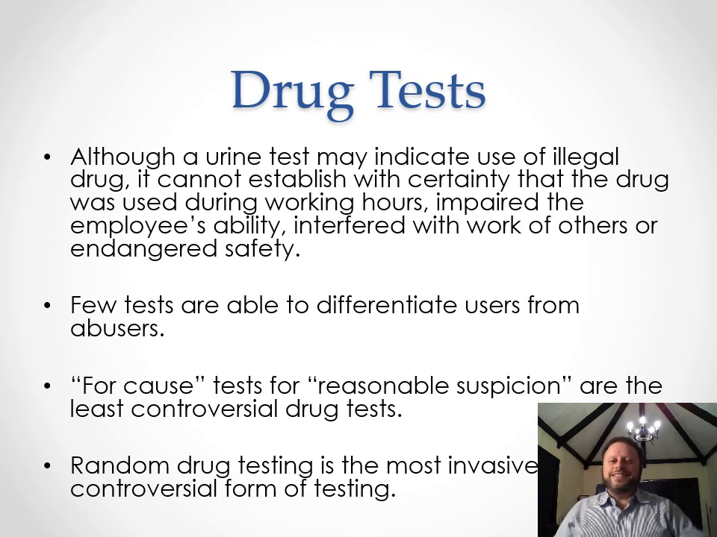So drug tests, a urine test may indicate illegal drugs, but the problem is with a urine test, it doesn't tell you when the drug was used. So with an alcohol test, alcohol leaves your body pretty quickly. So if you got drunk last Saturday and today is Tuesday, that alcohol's out of your system. But with drugs, it's probably still going to be in your system for potentially weeks. I don't really know if different drugs have different amounts of time, but I think they do. That would make sense.